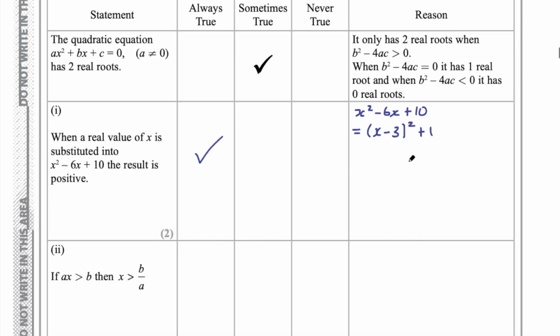We can just give a bit more of an explanation here. So we can say as x minus 3 all squared is always greater than or equal to 0, then x minus 3 squared plus 1 must always be greater than or equal to 1. So always true, always positive.